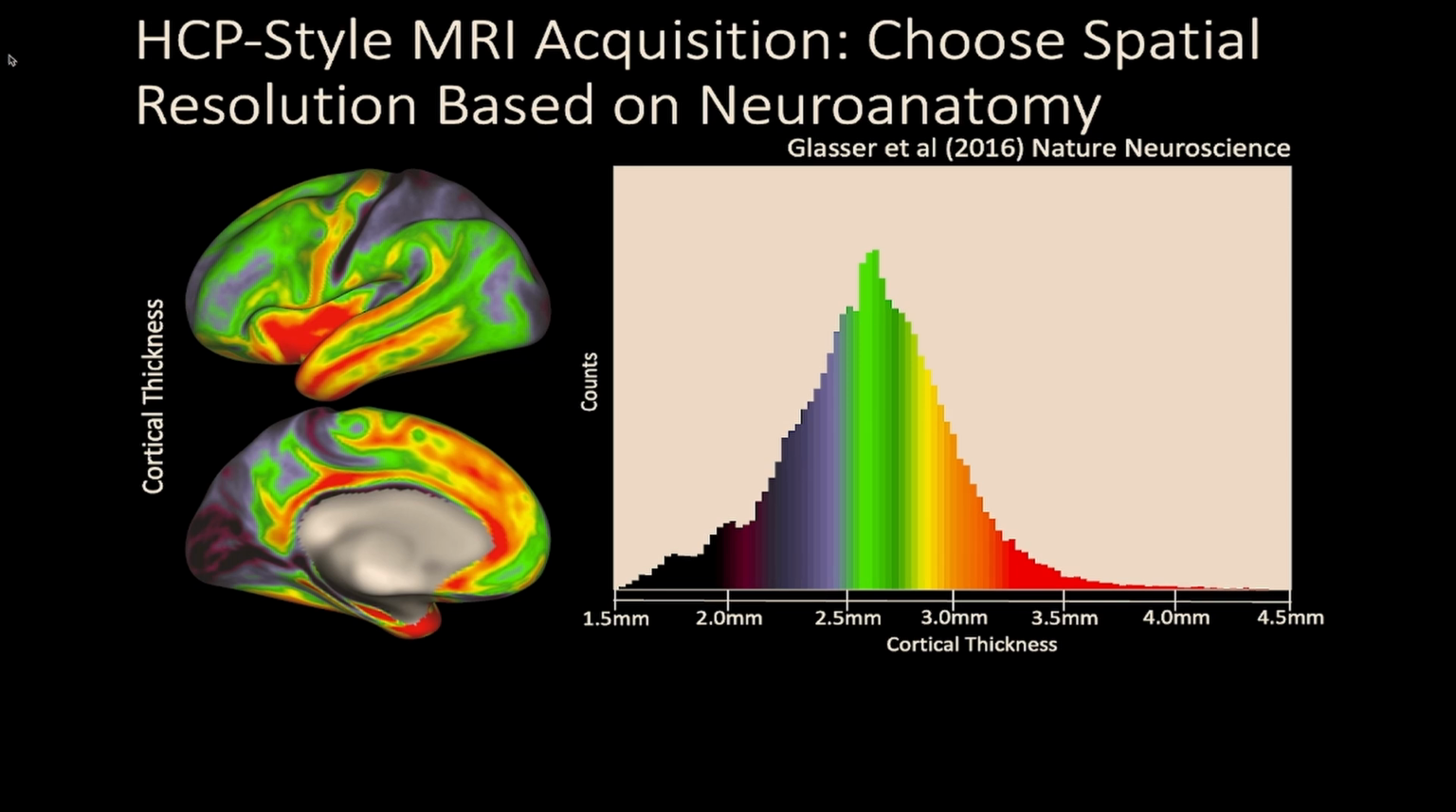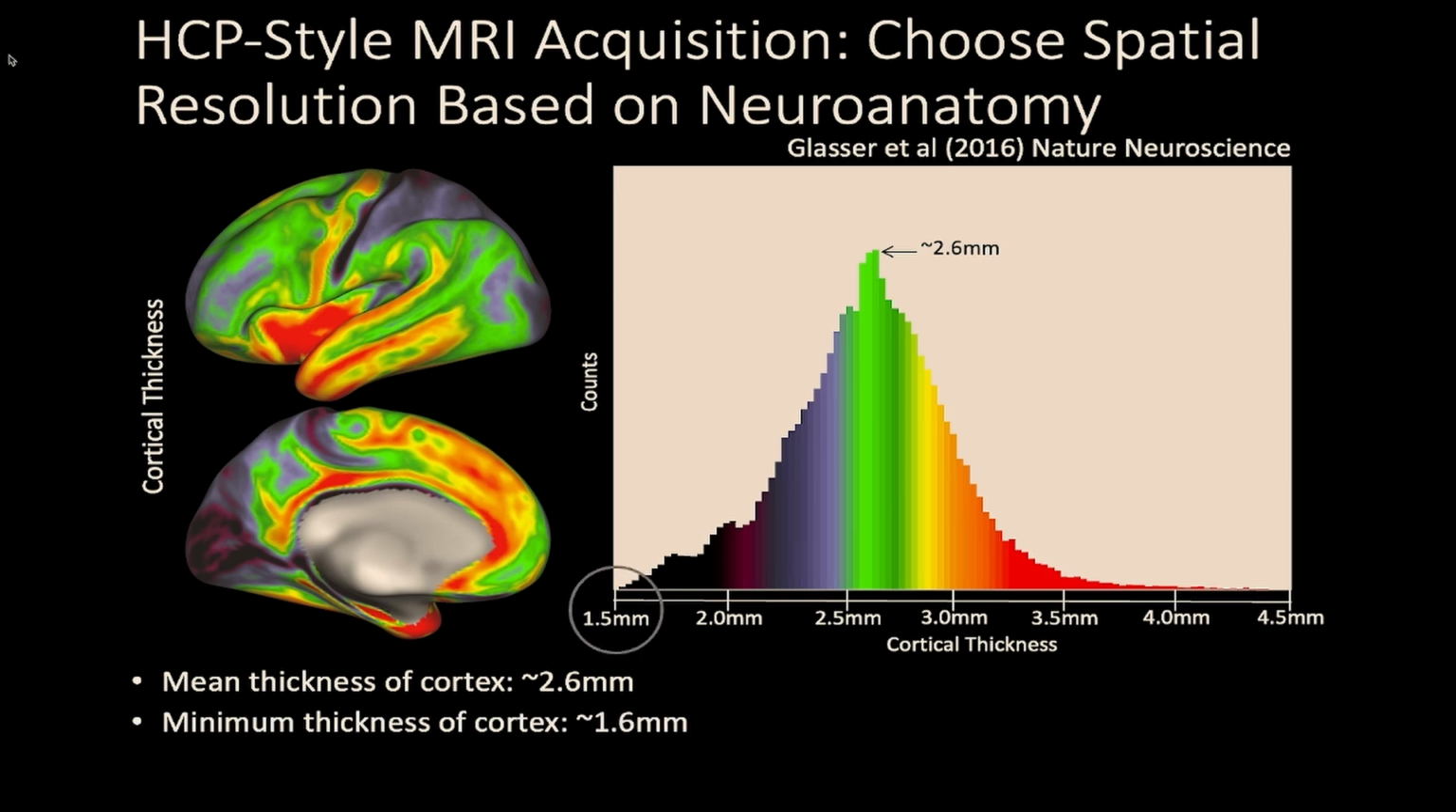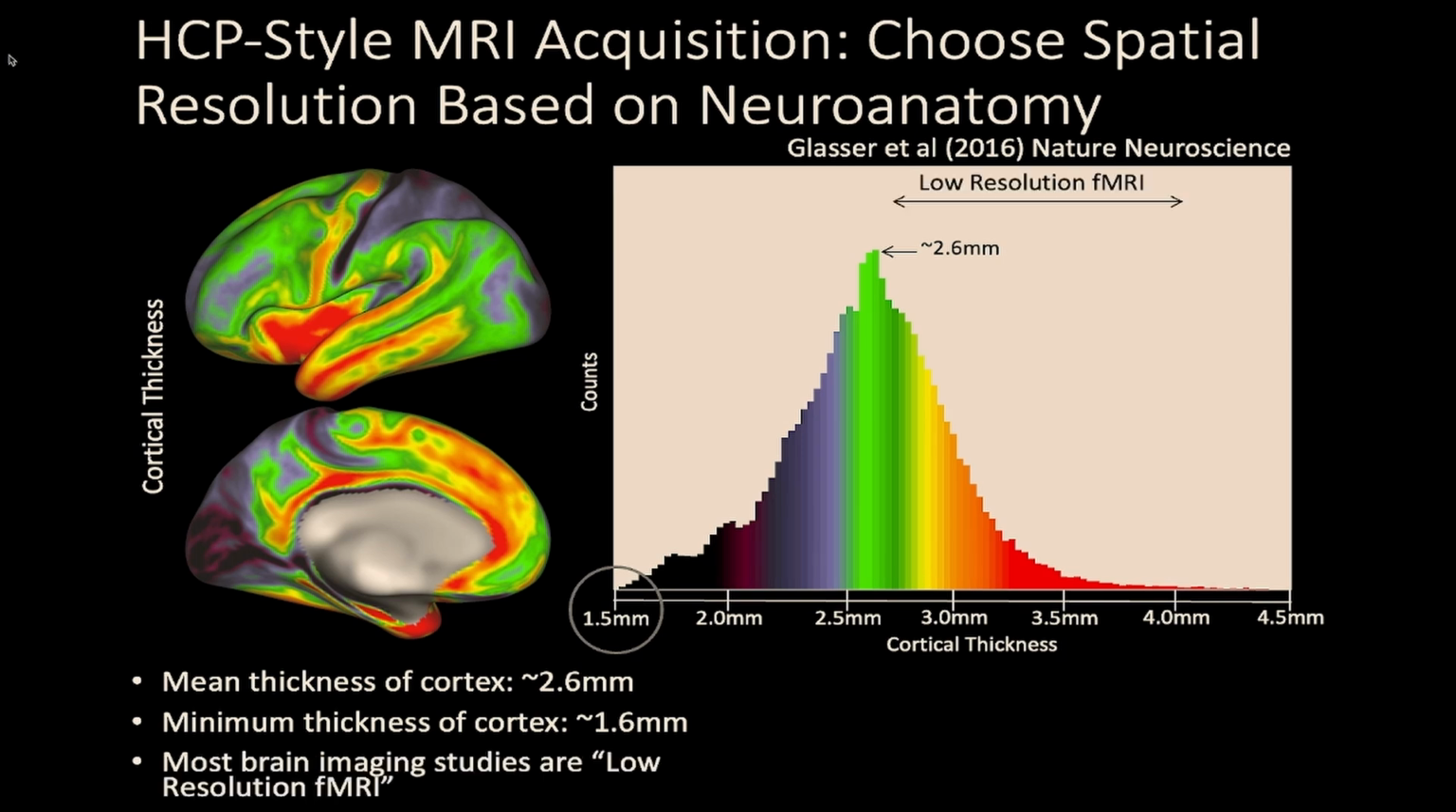So another important thing that we want to consider when designing an MRI study for a surface-based analysis is the neuroanatomy that we're studying, and the cerebral cortex is a big part of that. This is a group average map of cortical thickness here. And this is the histogram of that map, showing which cortical thicknesses are more or less common. The most common cortical thickness is around 2.6 millimeters, and the minimum cortical thickness is around 1.6 millimeters, in visual or somatosensory cortex.